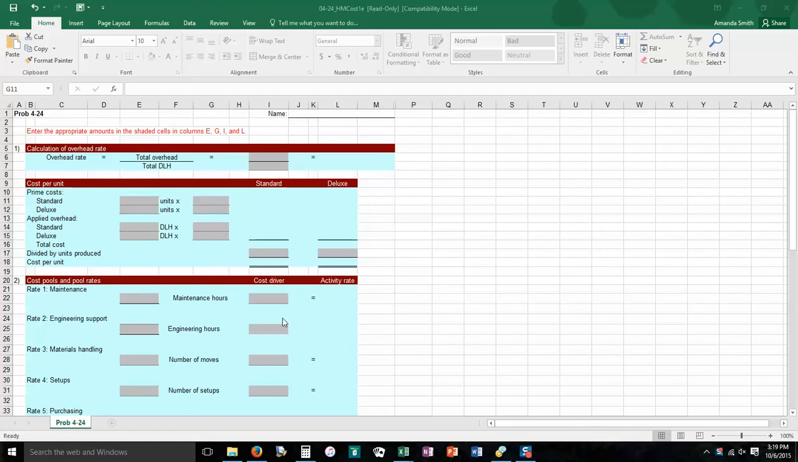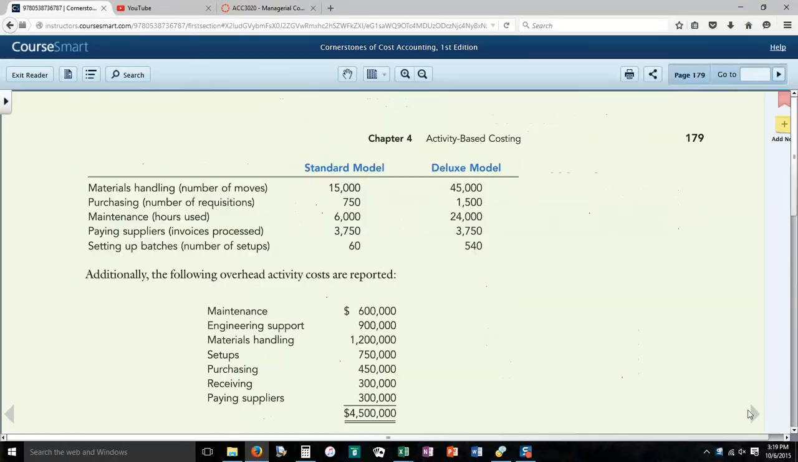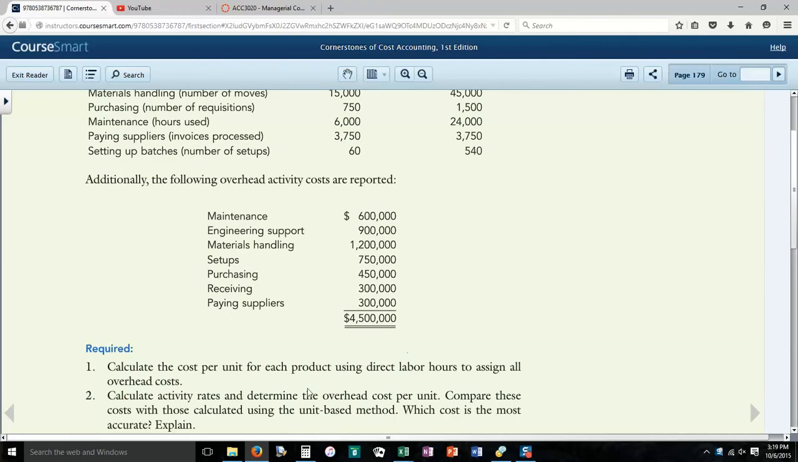The good thing about this problem is, again, that we have the spreadsheet where it tells us if our answers are wrong, which helps a little bit when trying to figure out where numbers are coming from. So let's start with the overhead rate. We're going to go to page 178 and 179 in our textbook.